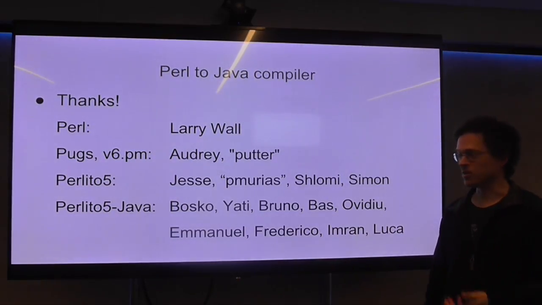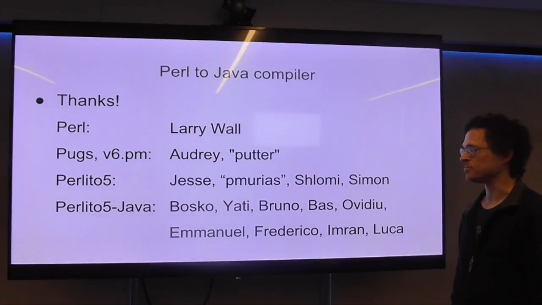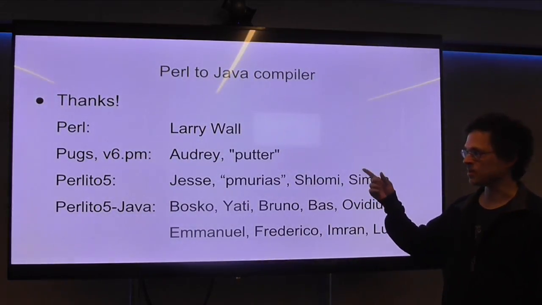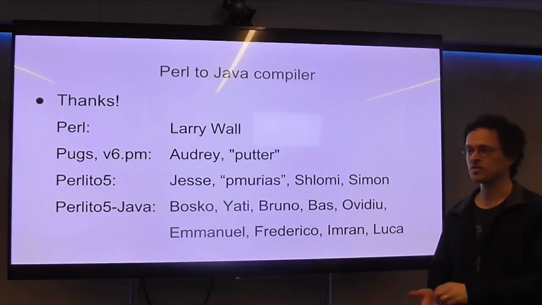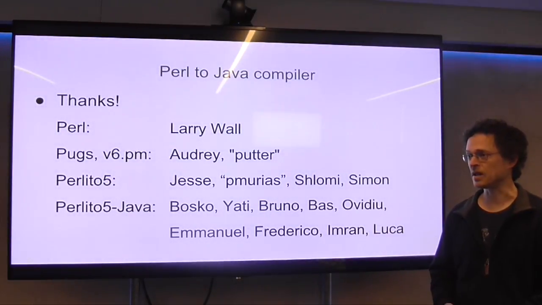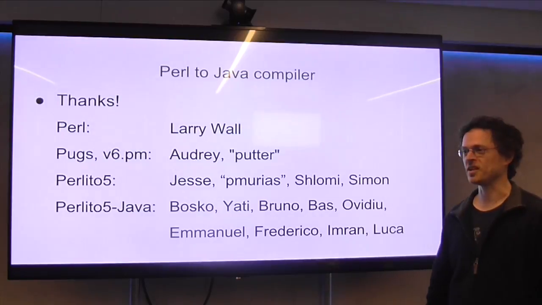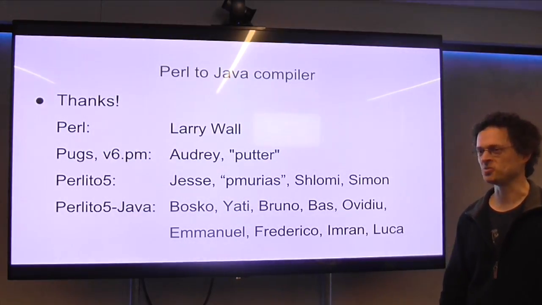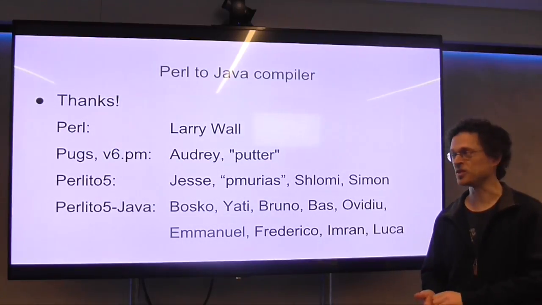The whole history of Perlito 5 comes from initially Perl 6. I started working on Pugs around 2005. At that time, Pugs was the first implementation of Perl 6. It was written in Haskell, and at some point we ran out of Haskell hackers, so we needed a way to have more people hacking in Perl 6.